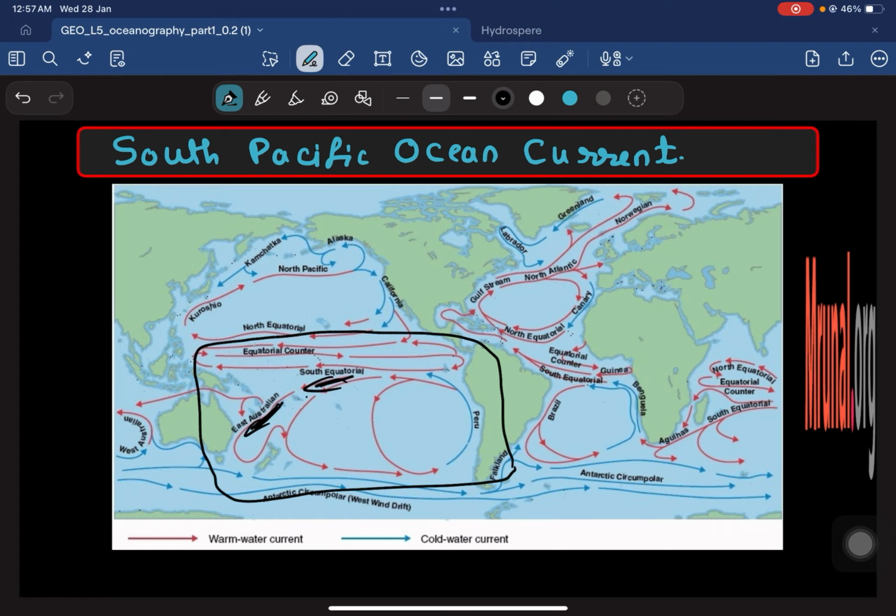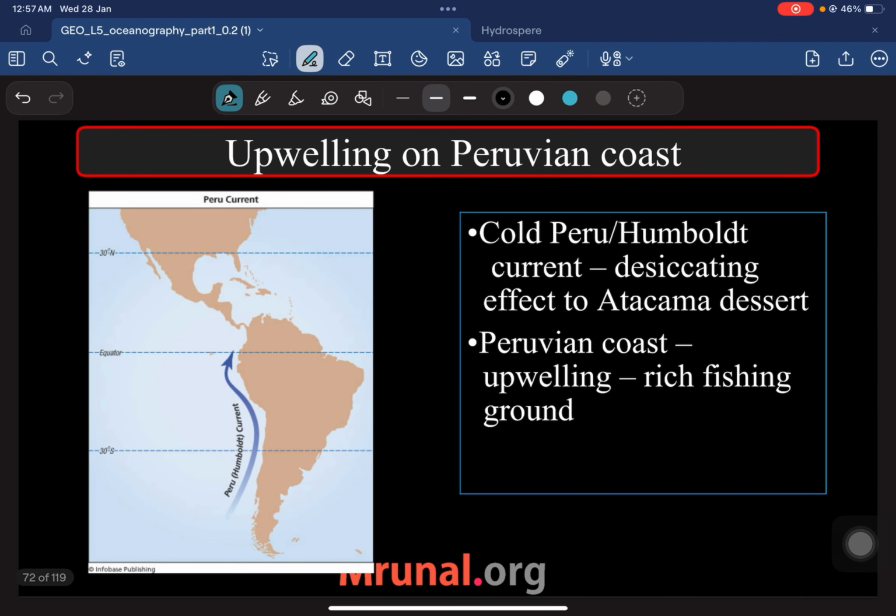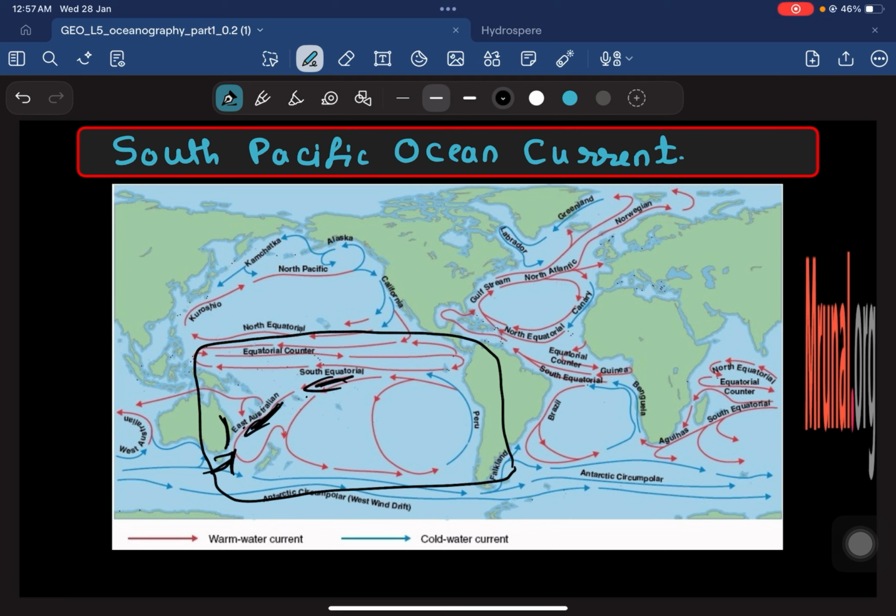Eastern Australian current is on the eastern coastal side of Australia. The South Equatorial current will become the Eastern Australian current on the eastern side of Australia, and it will meet up with a cold current. Okay, cold current coming from the Australian side. Now, a very important point is here. In the South Equatorial current, one cold current is there.